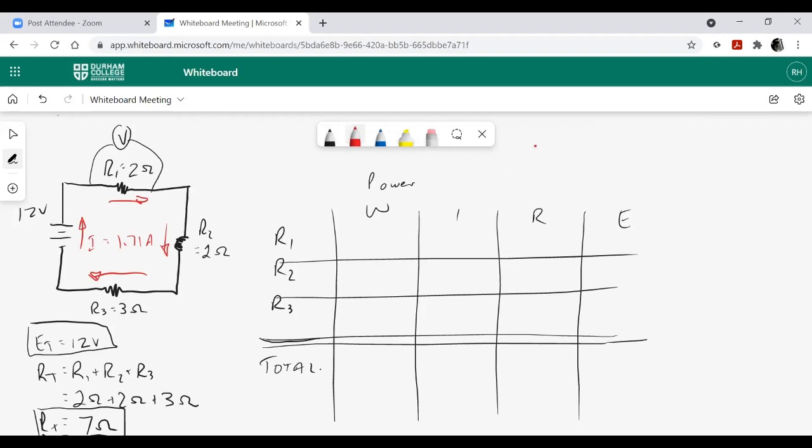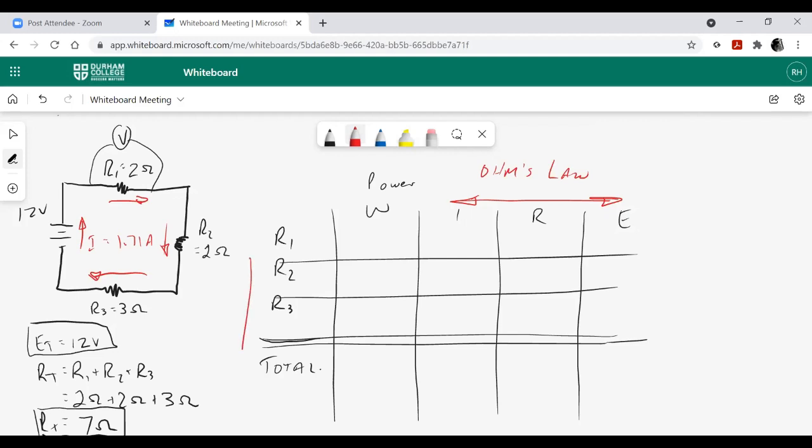Now, to use this table, if I move back and forth through this table this way, side to side, we're using one of two Ohm's law formulas. So, P equals IE, E equals I times R. If I'm moving back and forth, left and right, horizontally through this table, I'm using one of the two Ohm's law formulas.